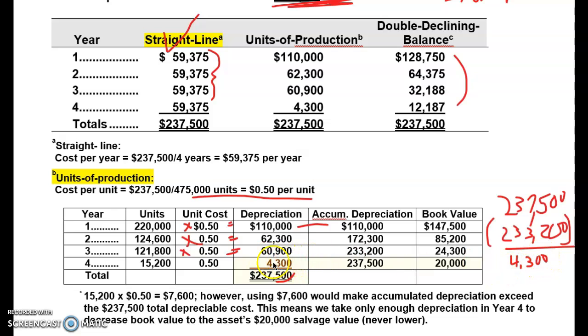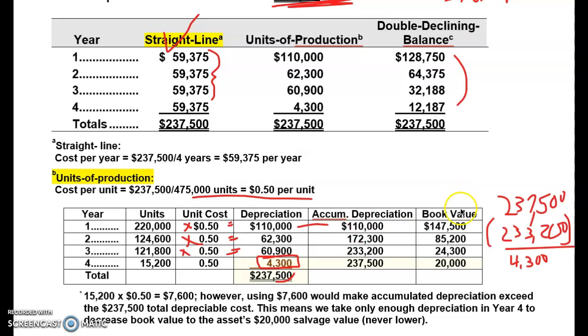So that's why we use that instead of 7,600, because 15.2 times 0.5 is 7,600. So basically, we just plug that number in right here. We just plug that number in. And that way, all 4 of these numbers total to be 237.5.